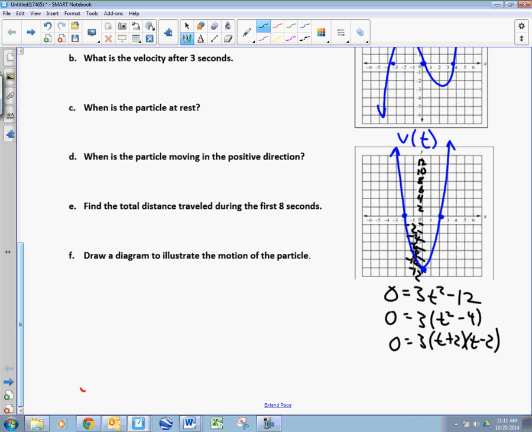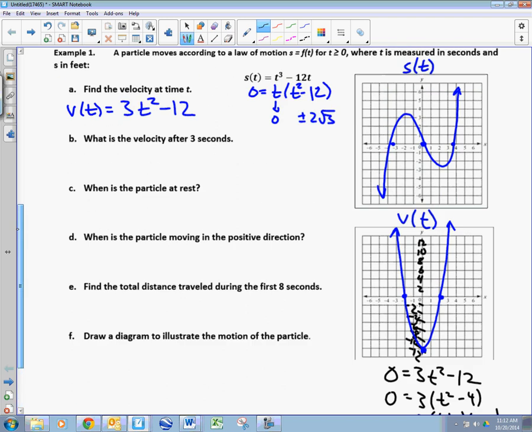This is traveling at -12 meters per second, or feet per second, right here. Now it's traveling at -4 meters per second here, -6 meters per second. Here it's traveling at 0, so it's at rest. Here, positive. Okay? So you have to understand which graph gives you what. Now, you're not required for this assignment to sketch both graphs. However, it would probably help you to sketch them and understand what each is talking about.